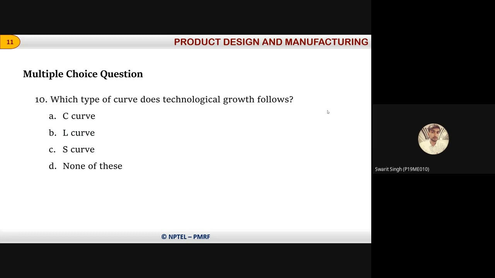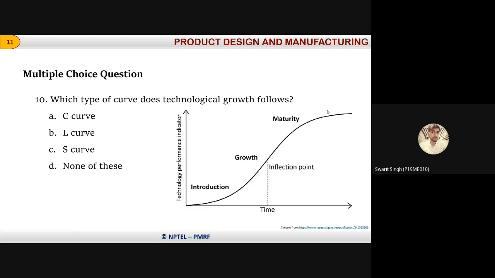Does the technological growth follow an S curve? Yes, continuously. It is very, very simple. So these are the 10 questions that I have covered today in the session. In the next session also I will be covering a similar kind of question, but this content was from week one.